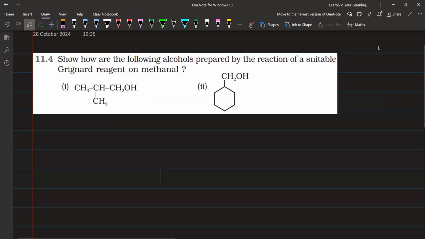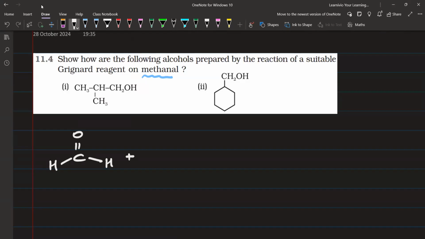Try this one. How are the following alcohols prepared by the reaction of a suitable Grignard reagent on methanal? Basically you have to see what will be added on the C double bond O group. No, that is already given, my bad. So you have methanal. What is methanal? Methanal is HCHO, C double bond O, and here both of these will be hydrogen. Plus, you have to add some RMgX. This should give you this molecule.